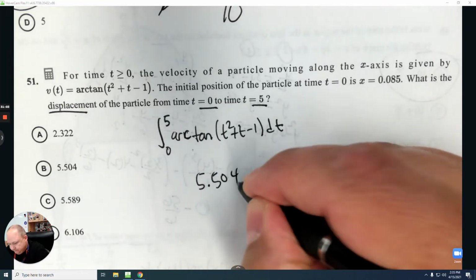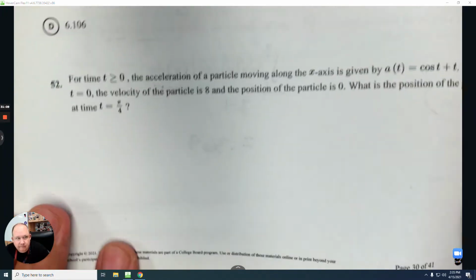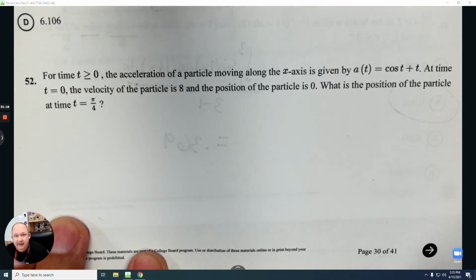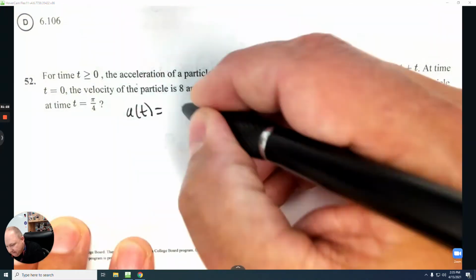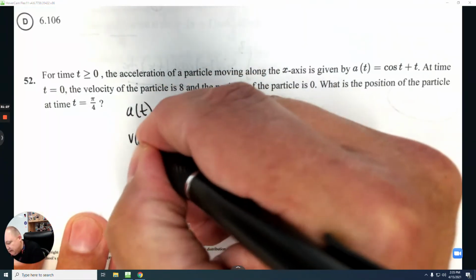All right, number 52. The acceleration of a particle is given. And you're talking about the velocity and the position. So we need to work backwards here by integrating. So first I'm going to find the velocity by integrating this.